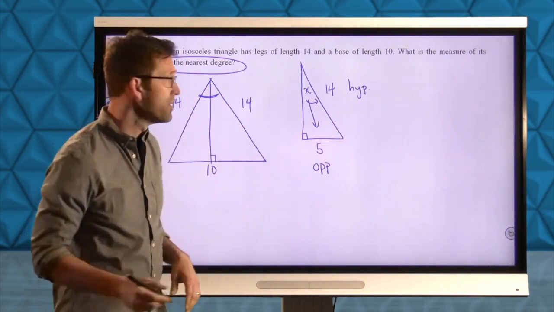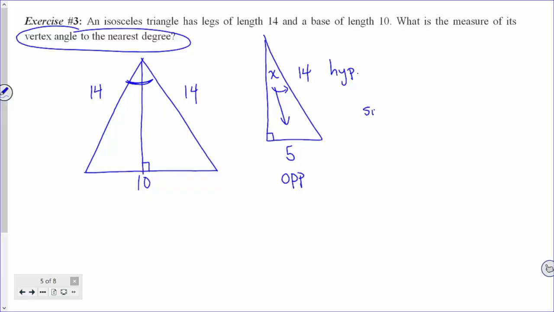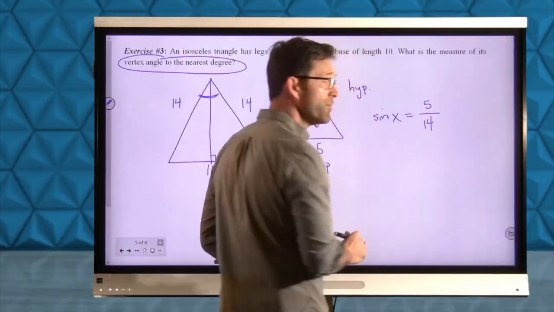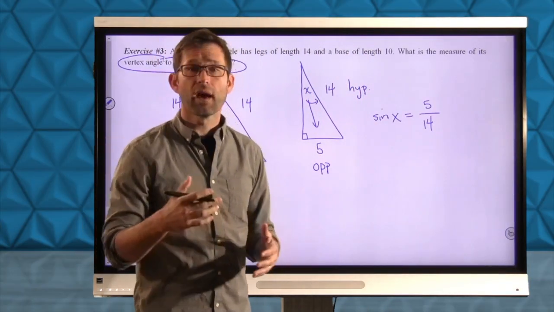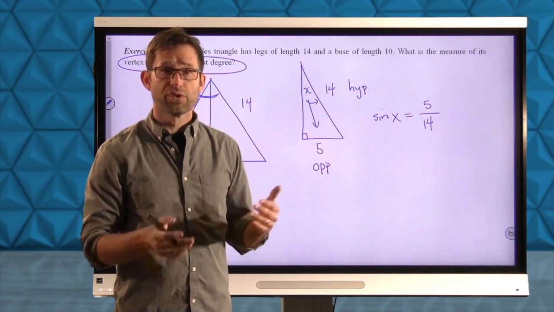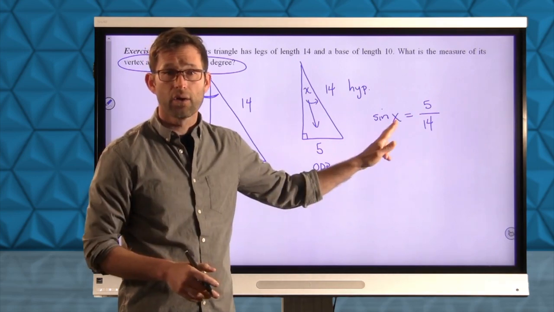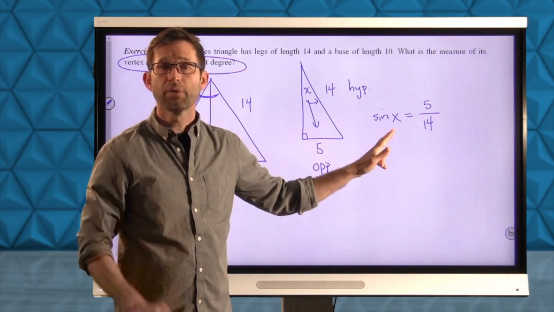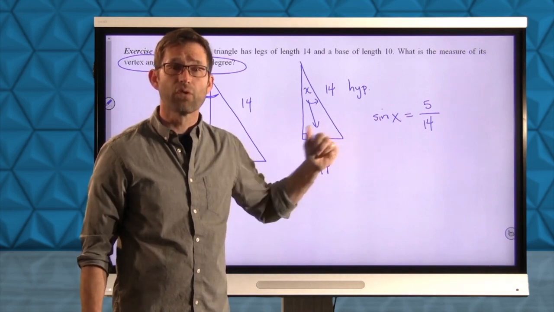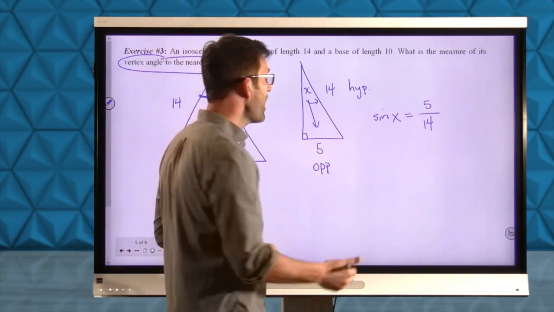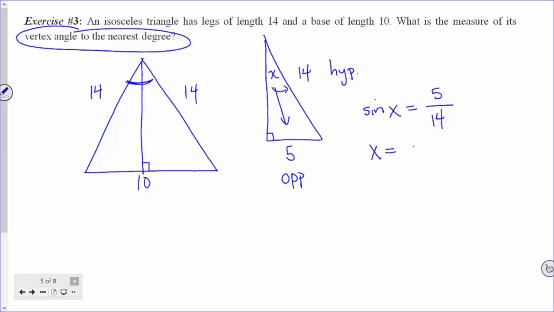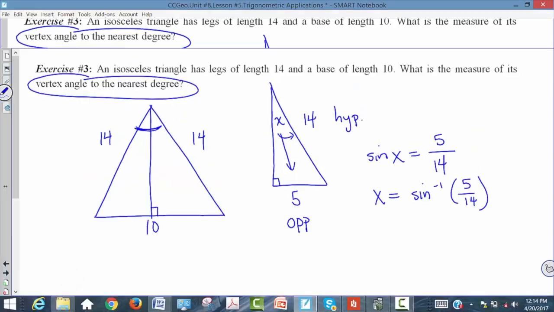Opposite divided by hypotenuse. So I'm going to say the sine of angle x is equal to the opposite side, 5, divided by the hypotenuse, 14. Now remember, one of the keys to solving any kind of an applied trig problem is know whether you're solving for the angle or a side, and here we're solving for an angle, and every time we solve for an angle, we need to use the inverse trigonometric functions. In fact, that angle I'm looking for is going to be the inverse sine of 5/14. So let's actually take a look at what that is.